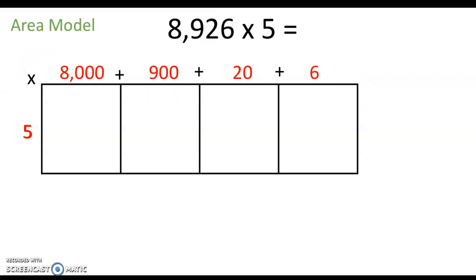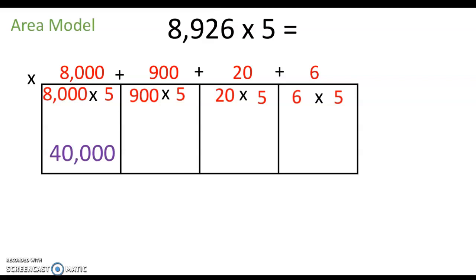Area is length times width. So we're going to take our numbers down and over to be able to multiply them together. Make sure that your 5 goes across into every single box. And as we start to multiply, we'll start in that first box.